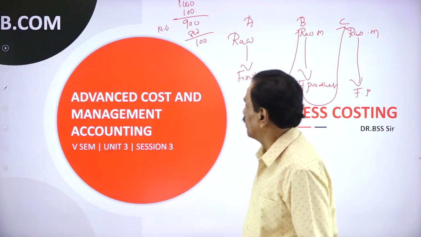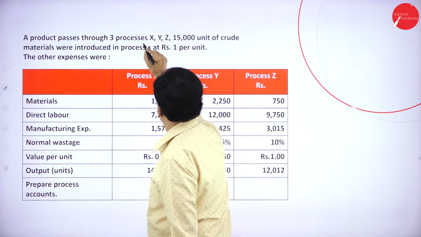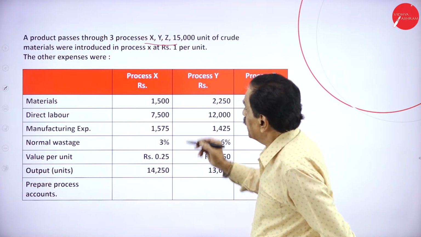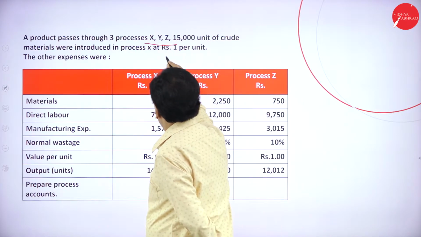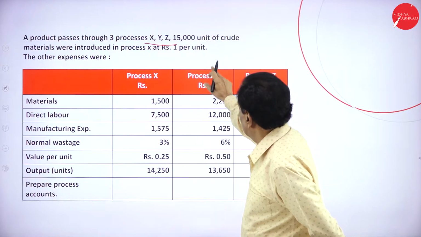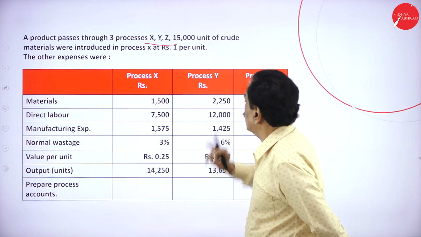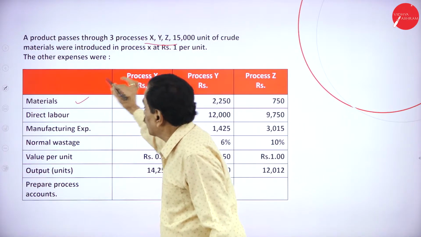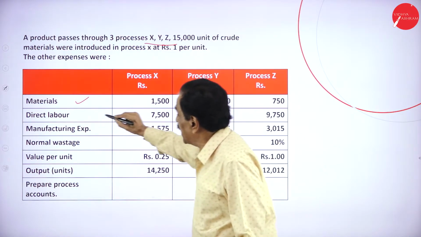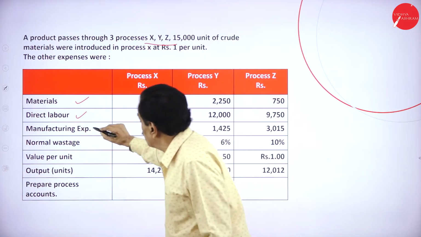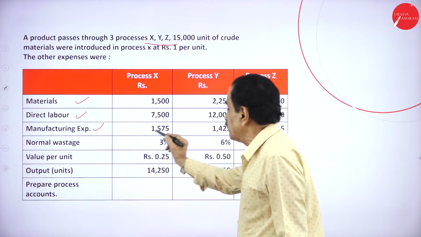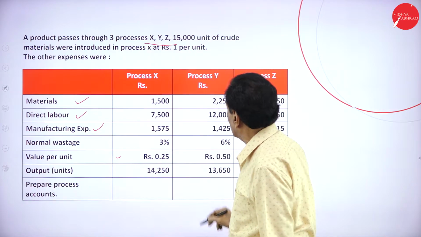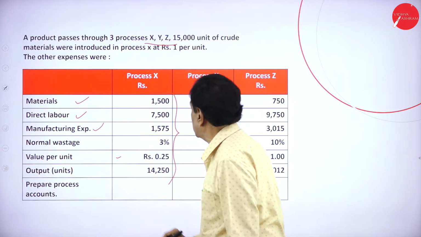We'll move on to the problem now. A product passes through three processes X, Y, Z. 15,000 units of crude material were introduced in processes at ₹1 per unit. So, the input is how much? 15,000 units. And at the rate of 1 rupee per unit, material will come to process X account debit side, direct labor debit side, then manufacturing expenses debit side, normal wastage credit side. It has been sold at ₹25 credit side. Your output is 14,000. You just think about only process X.